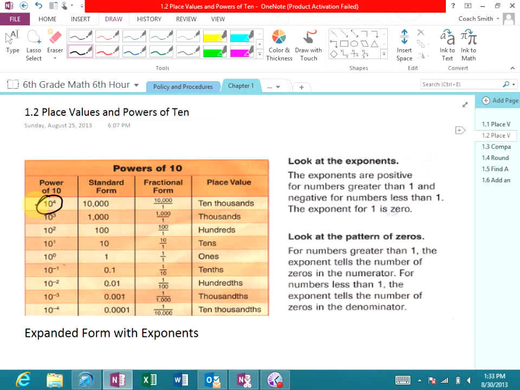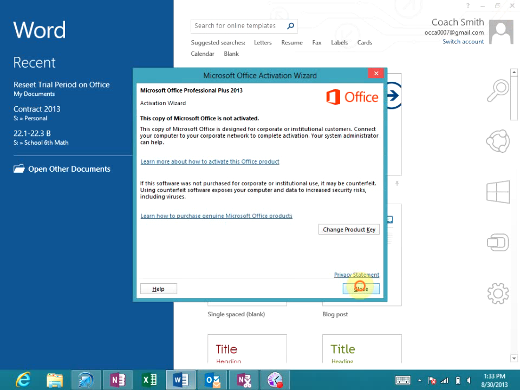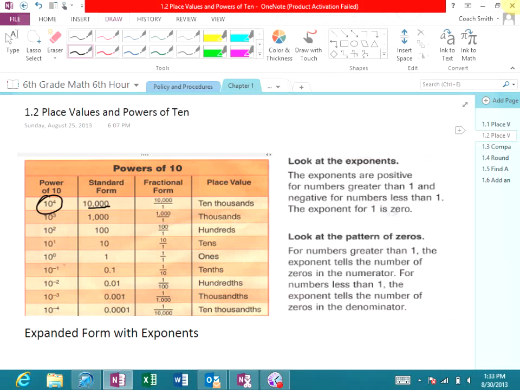Now, I want you to look at something. Look at this right here. That number, 10,000. How many zeros does 10,000 have? Gabby? 4. Okay? What is my exponent on my 10? Tayshawn? What is this exponent right there? 4. So there's 4 zeros and a 4 exponent.